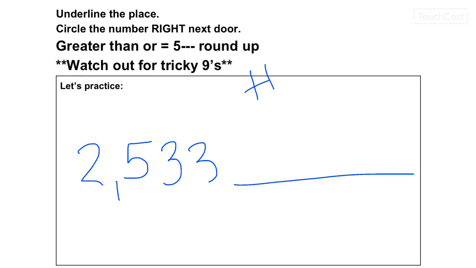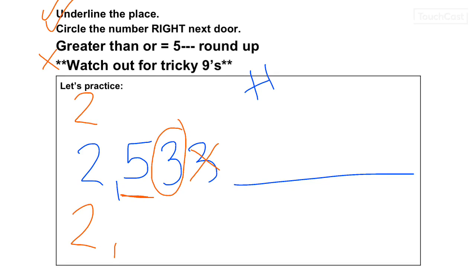So this number has 2 thousands, 5 hundreds, 3 tens, and 3 ones. So let's find the hundreds place, underline it, and look right next door. Do we have any tricky nines? No double nines, and I'm actually going to cross out this 3. Do you remember why I cross out that 3? Well, I do it because I don't want to confuse us, and also so you know it's not important to the problem. Since we don't have any tricky nines, the thousands place is going to stay the same.